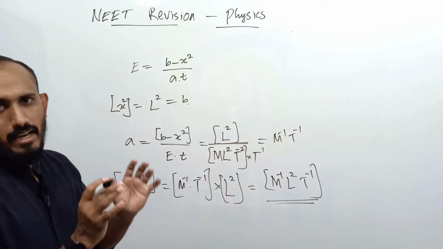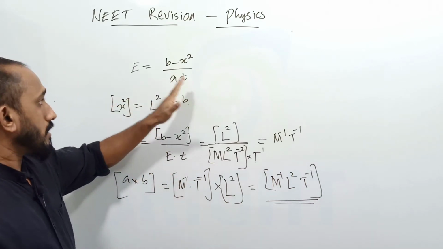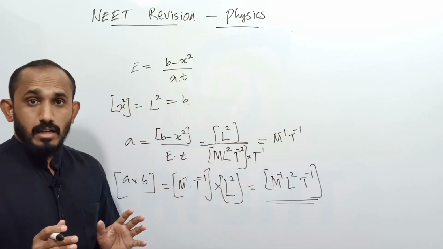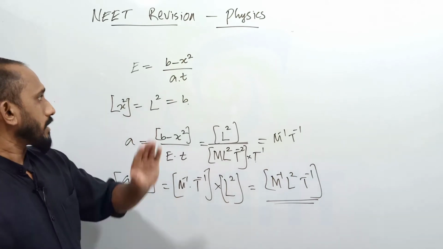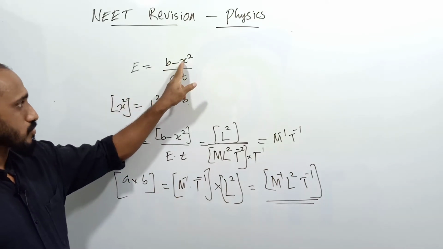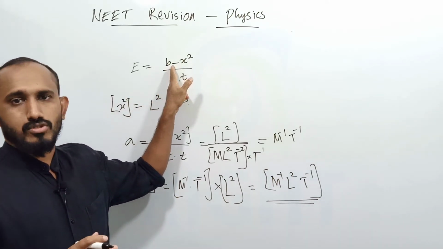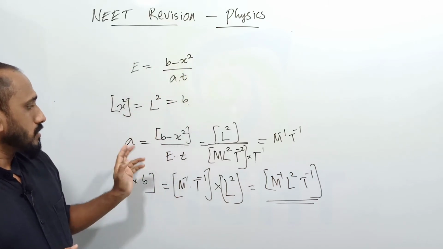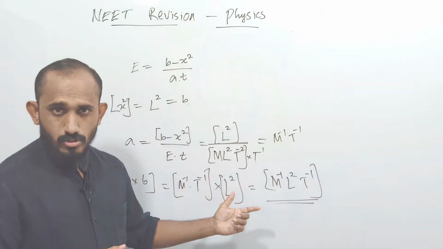So if you get a question on dimensions, you can use the concept of dimensional consistency. Here you can rearrange the equation. In B minus x square, the same uniform dimension should be there. Then we rearrange it and substitute. I hope you got this concept.